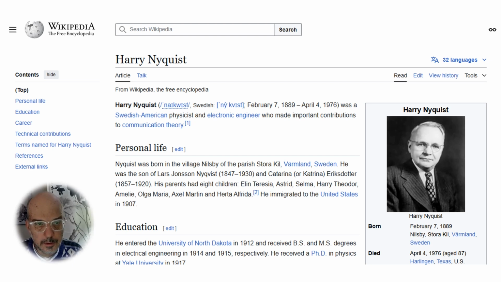Here we're looking at the Wikipedia page of Harry Nyquist. He was born in Sweden. He moved to the United States when he was 18, went to the University of North Dakota for undergraduate degrees, which he completed in 2 years, then 1 year for a master's, and 2 more years, and he completed his PhD at Yale, where he worked on atomic spectroscopy. He then worked at AT&T Bell Labs for 37 years, making many interesting scientific contributions.